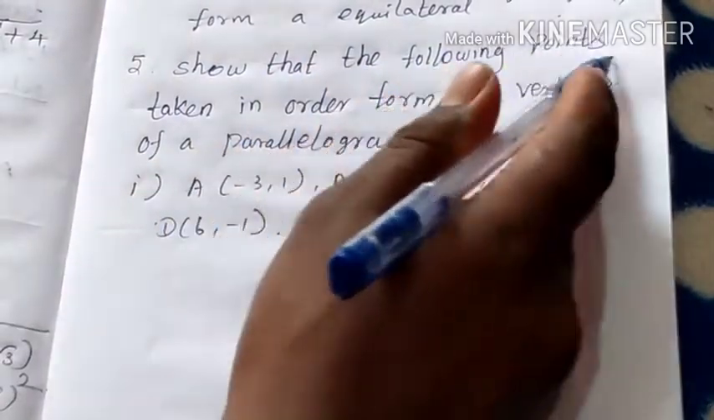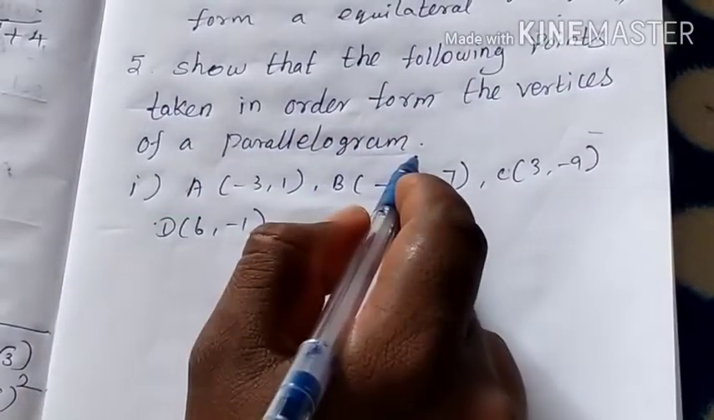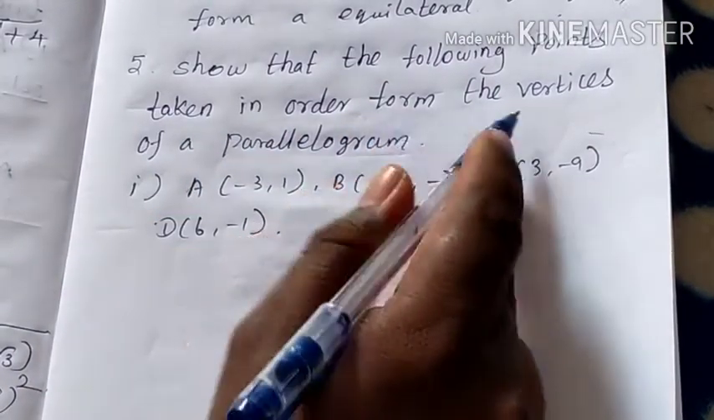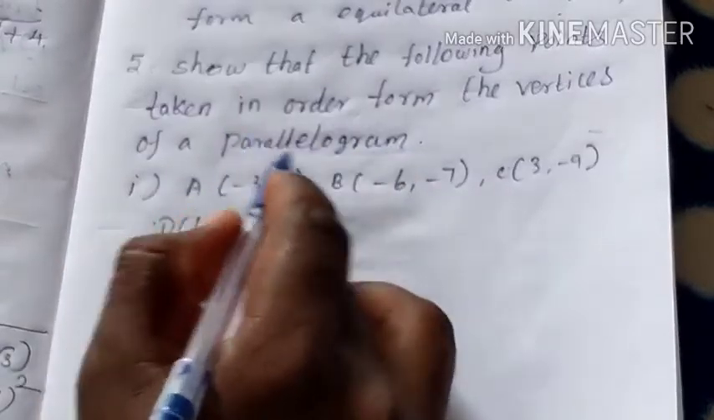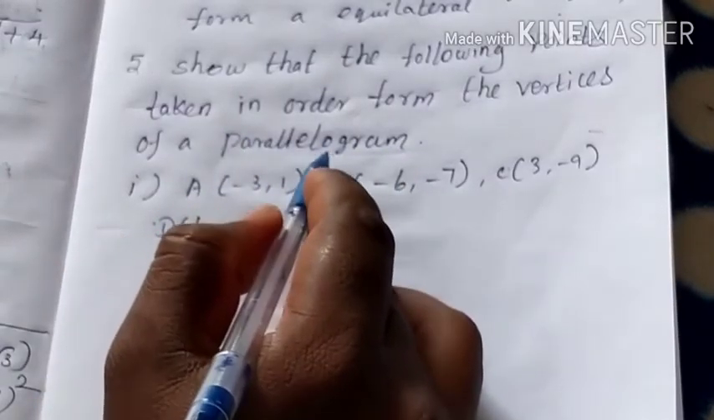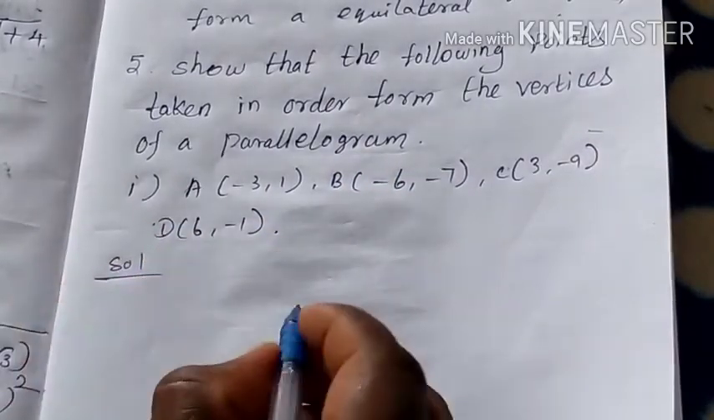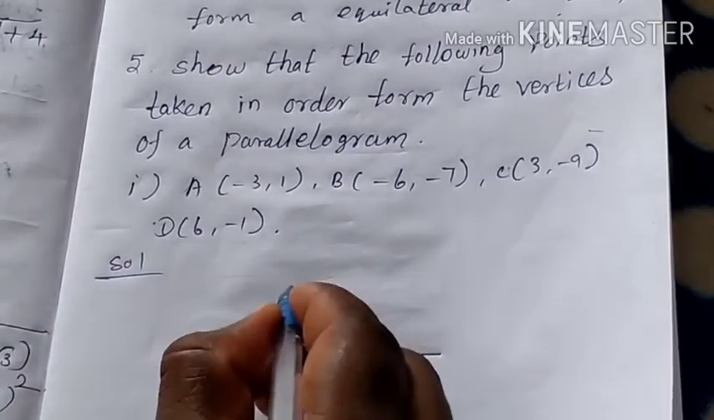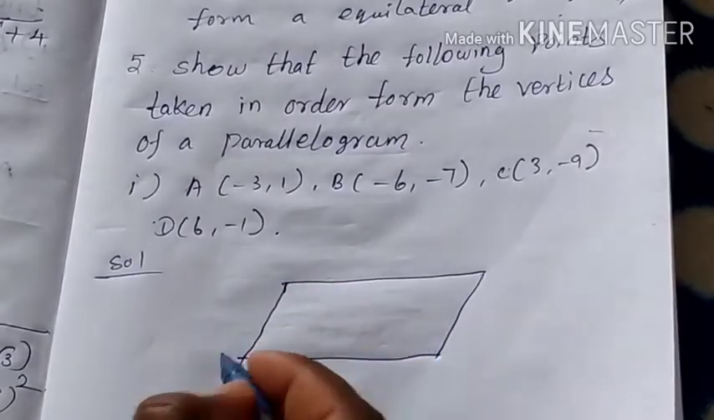Show that the following points taken in order form the vertices of a parallelogram. Okay, do the given vertices form a parallelogram or not? What is the parallelogram condition? The opposite sides are parallel and equal. Okay, the solution: draw the parallelogram. Okay, this is your parallelogram.